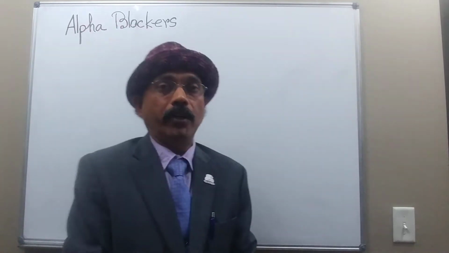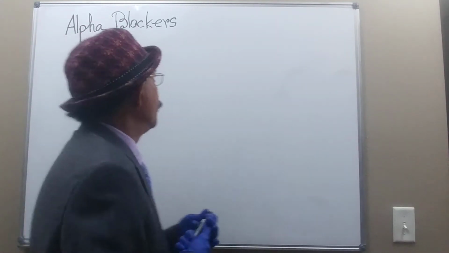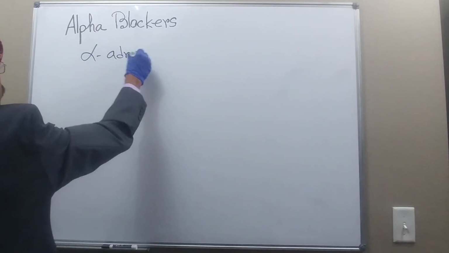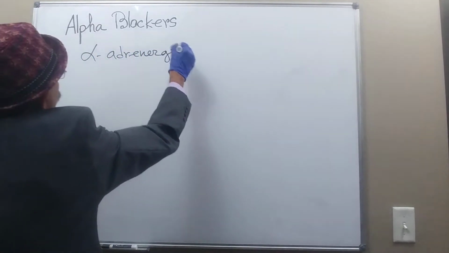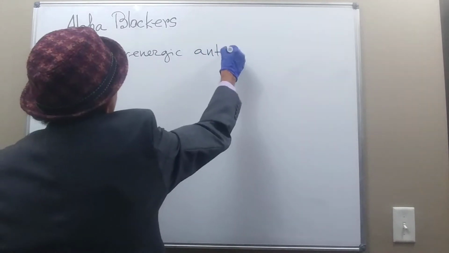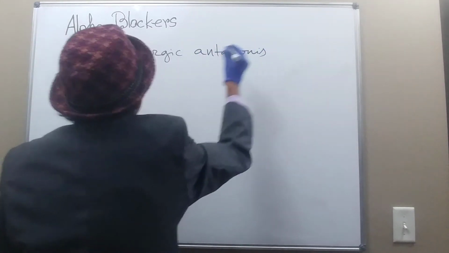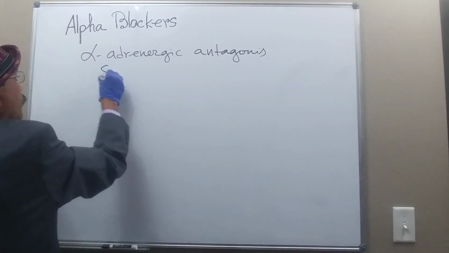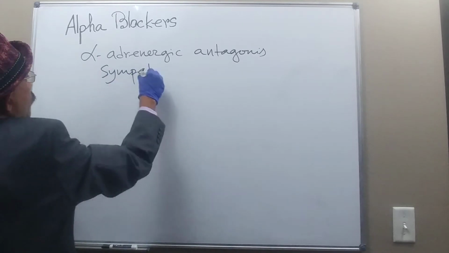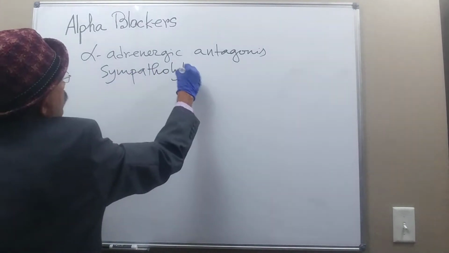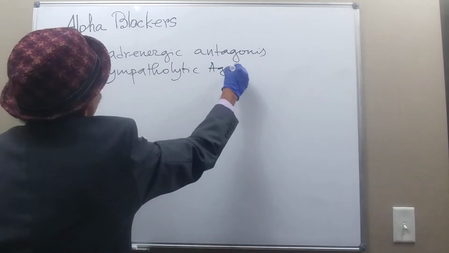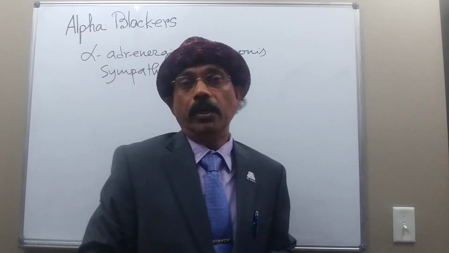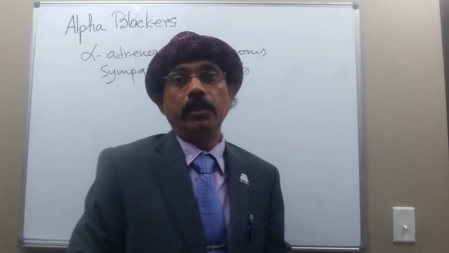Today I will discuss the alpha blockers. The alpha blockers are alpha adrenergic antagonists. They are sympatholytic agents, and they prevent the action of epinephrine, and also partly the action of norepinephrine.